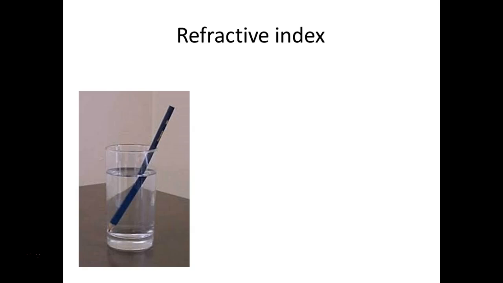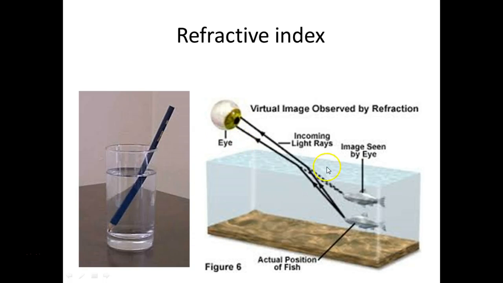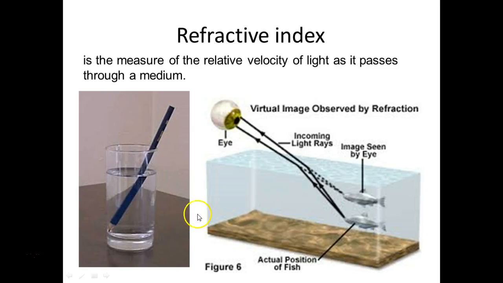And fishermen, right? Because if you're trying to spear fish and you're not in the water with the fish, you run into that same problem. Just like this is displaced, so are the fish. The actual position of the fish is here, but you think it's right here. So you try to stab it, you're going to miss every time. Not to mention the fact that it's probably moving. So refractive index is the measure of the relative velocity, the speed, as light passes through the media. This affects how we see it and where we see it.